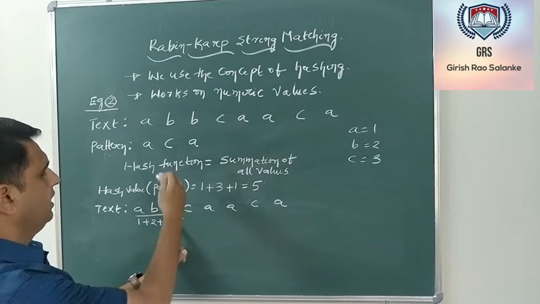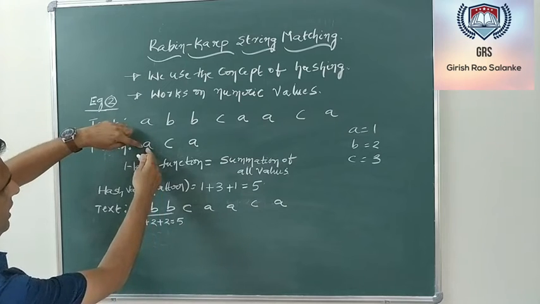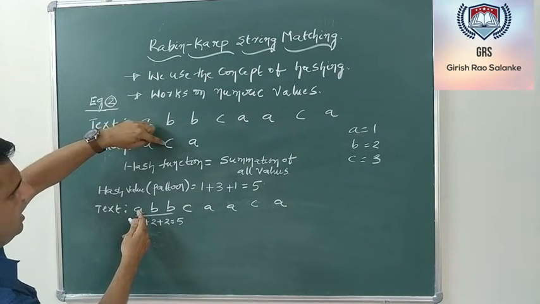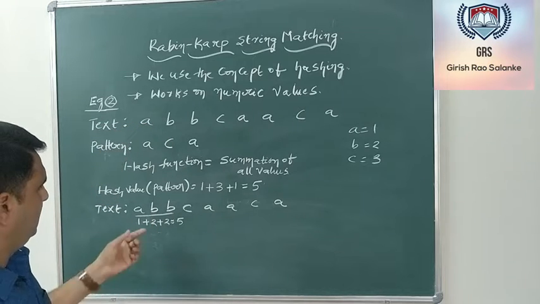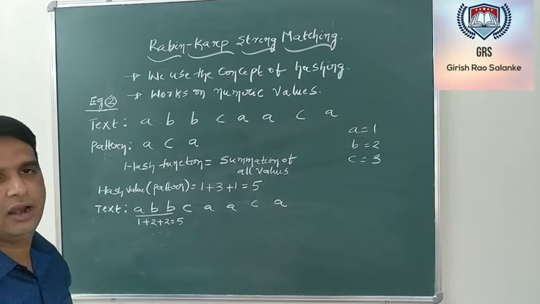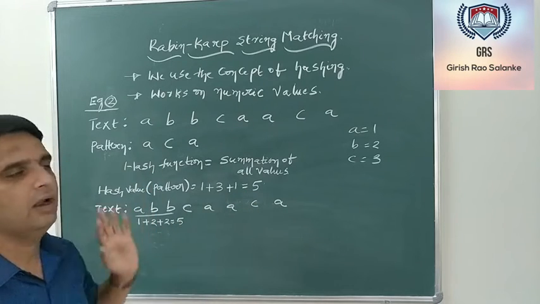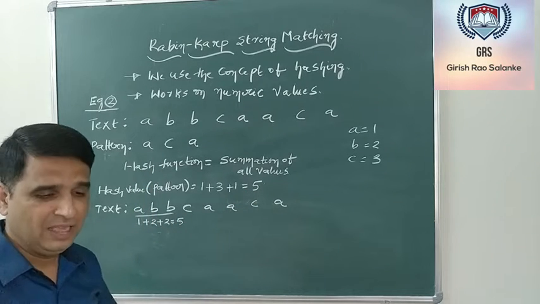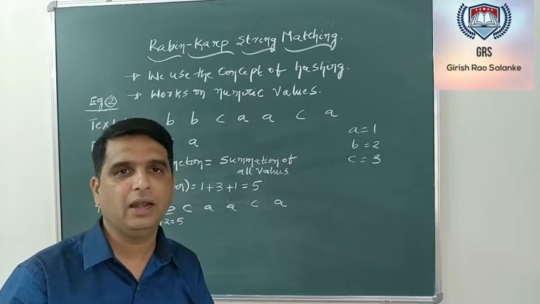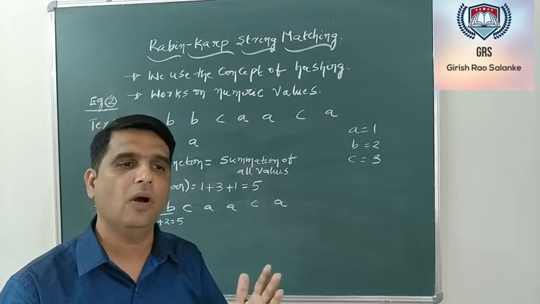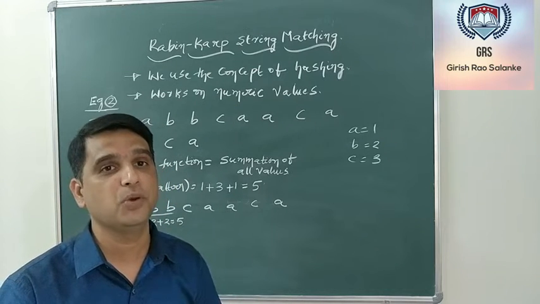Now I go for the character comparison. For the pattern, the first character A matches with A, the second character C does not match with B. So this ABB is not my pattern. Even though the hash values are the same, the patterns are different. Such a condition wherein the hash value of the pattern matches with the hash value of the text, but the characters do not match, is called a spurious hit.